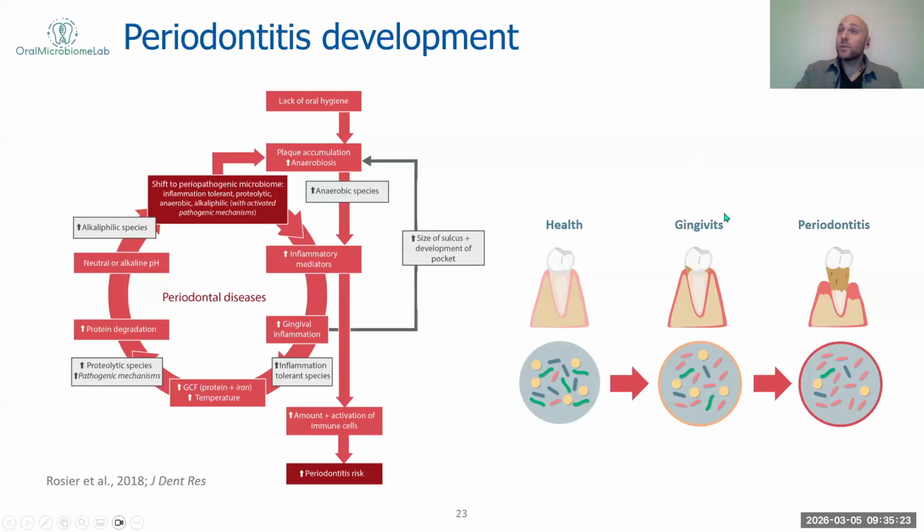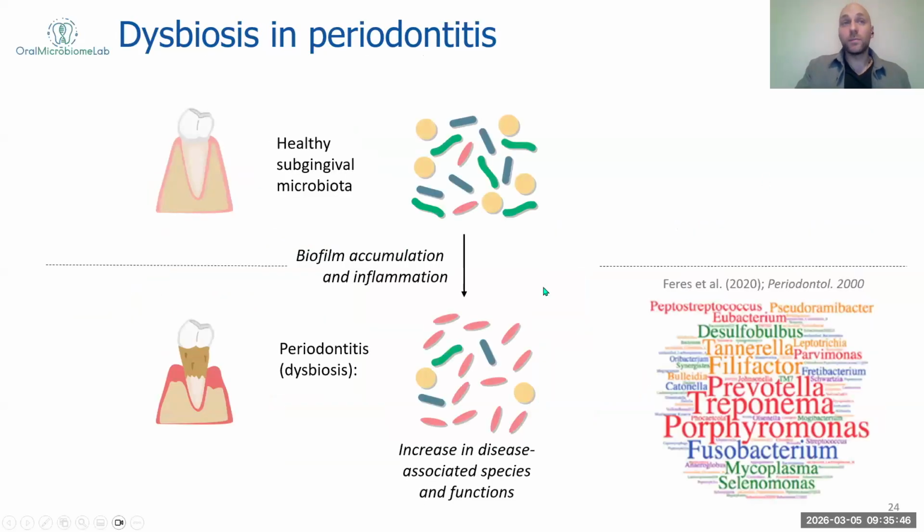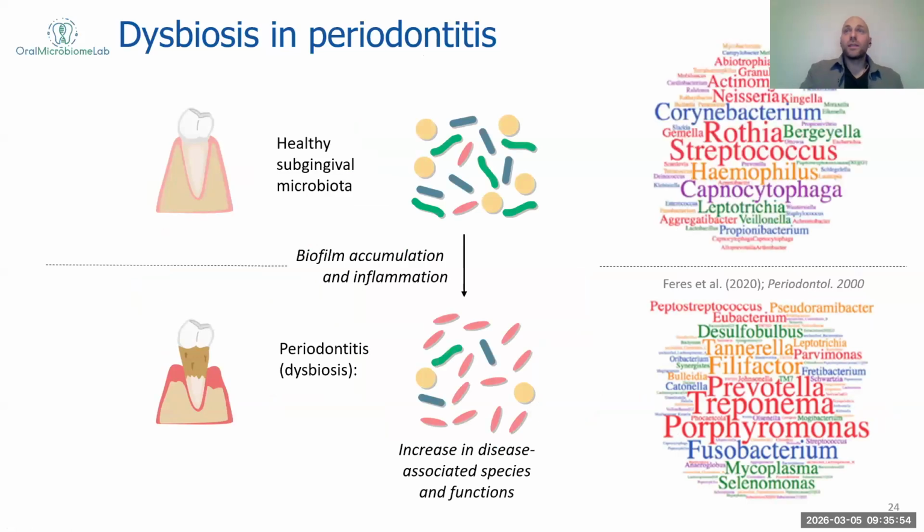And in gingivitis, we can already see some changes, and in periodontitis, it becomes very clear that the subgingival plaque has a different dysbiotic composition. And when having a closer look at the dysbiosis in periodontitis, we can see that certain disease-associated bacteria increase, such as Treponema and Porphyromonas. But what's equally as important is that health-associated species are decreasing in number.